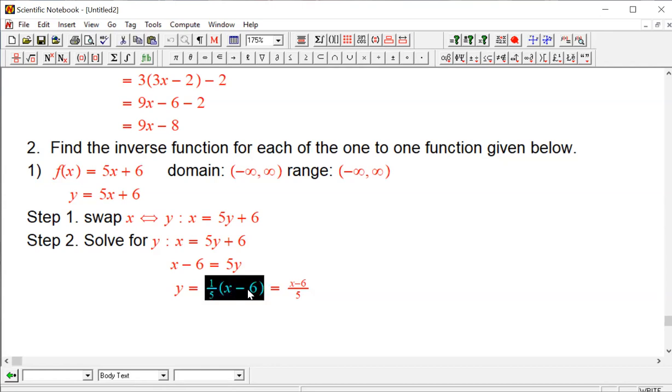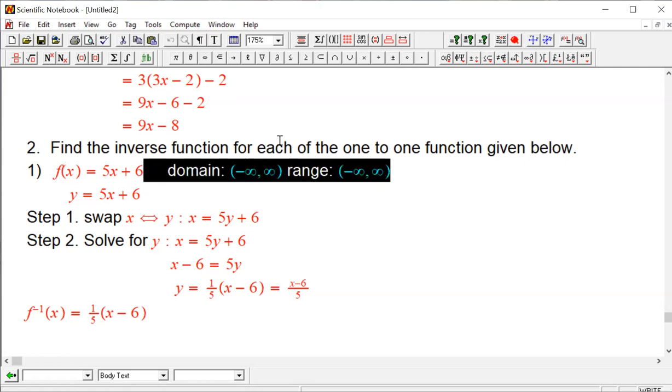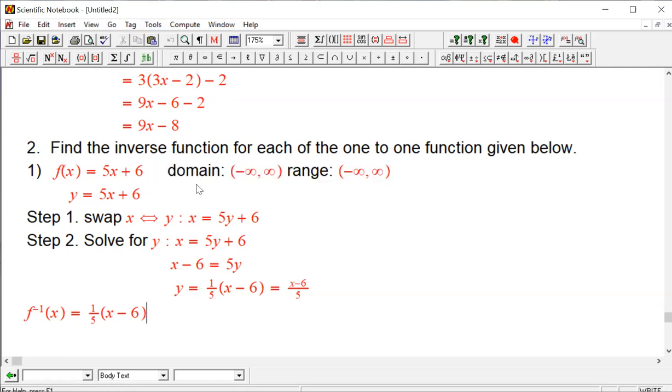For the moment, I'm just going to write it this way. Either one is okay, but this one is sometimes preferred for no particular reason, maybe for the look. So the inverse function is 1/5 of x minus 6. Domain and range stay the same because after the swap, they're still the same.